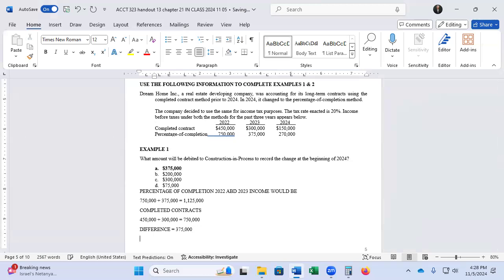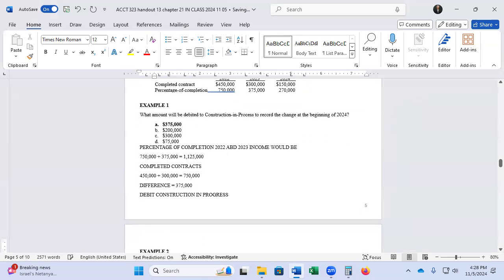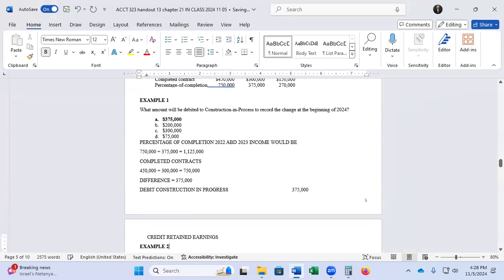And so what you'd have happen is you'd have a debit to construction in progress, and then a credit to retained earnings for $375,000. Any questions there?